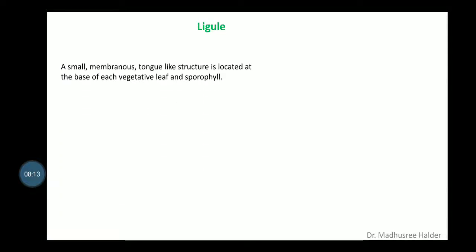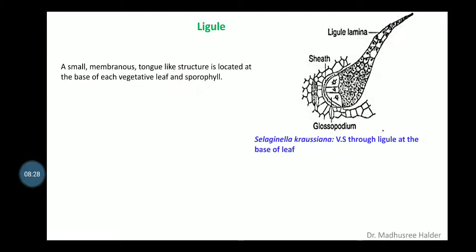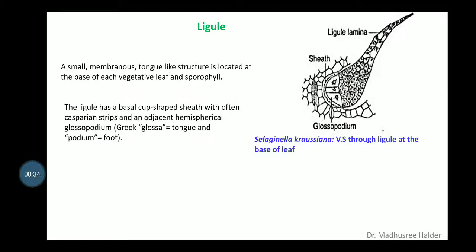Next important thing, we have to know the structure of ligule. So what is ligule? A small membranous tongue-like structure is located at the base of each vegetative leaf and sporophyll. That is the diagrammatic view of Selaginella. Actually, the ligule has a basal cup-shaped sheath with often Casparian strips and an adjacent hemispherical glossopodium. Glossopodium is a Greek word. Glossa means tongue and podium means foot.